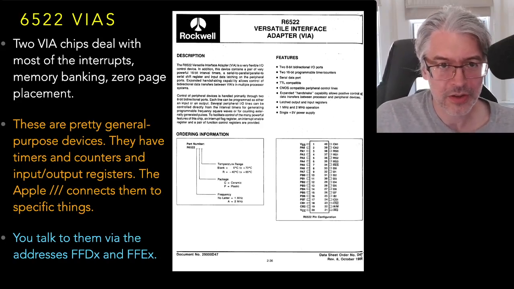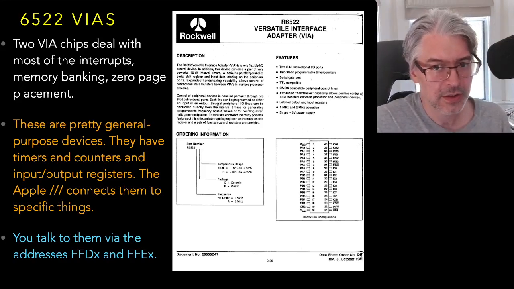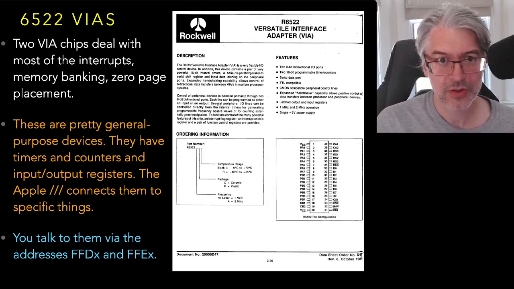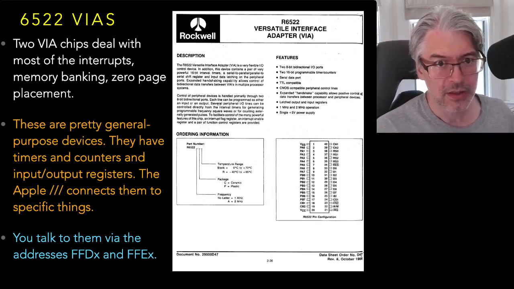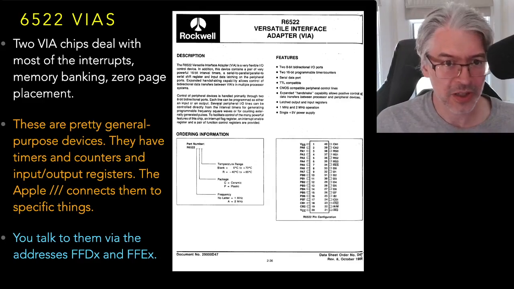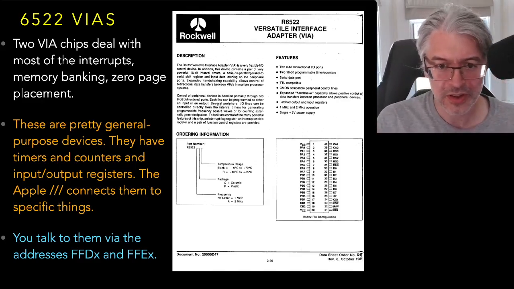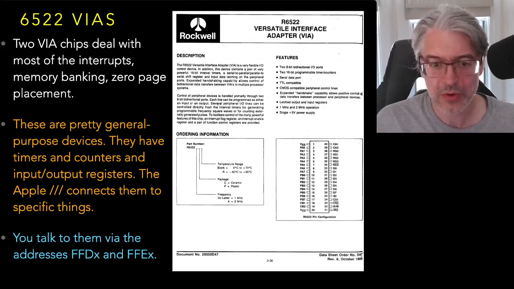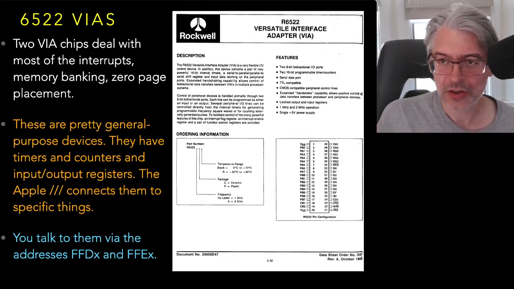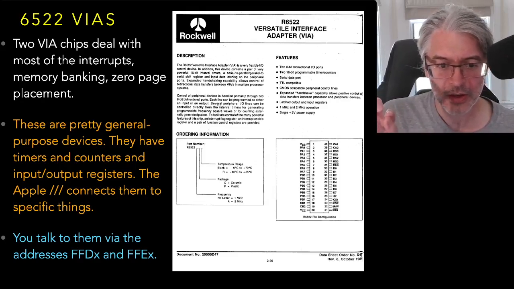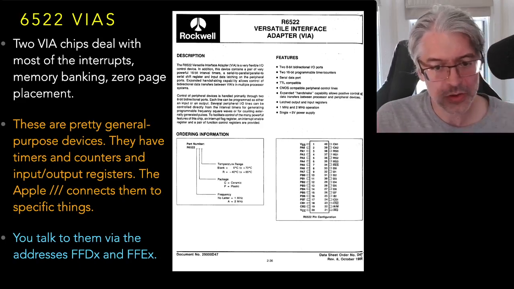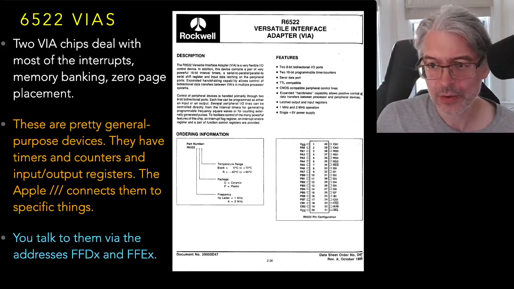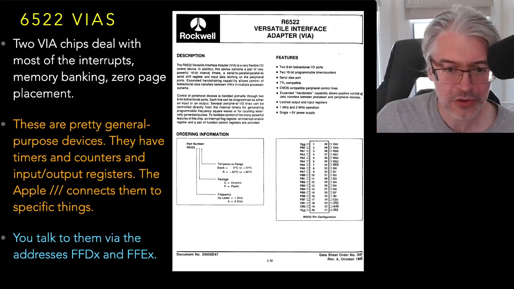Okay, so the way all this stuff works is that a lot of it is controlled by two versatile interface adapter chips, 6522 VIAs. They deal with most of the interrupts, most of the memory banking, most of the zero-page placement. They're pretty general-purpose devices. They have timers and counters and I/O registers, and the Apple III connects these things to specific aspects of its hardware. And the way you talk to these is with the addresses FFDx and FFEx. So there are two of them. They occupy those 20 spaces on the address bus.